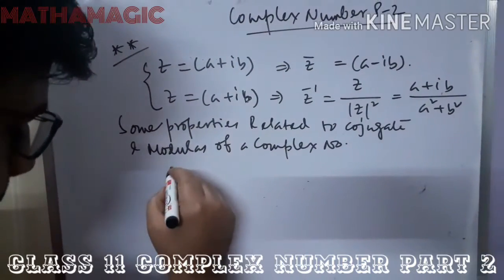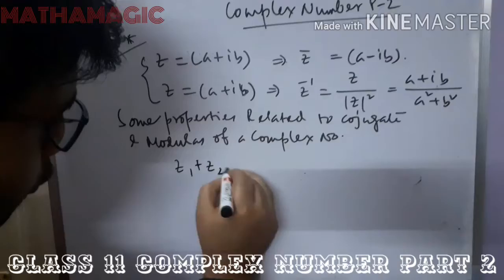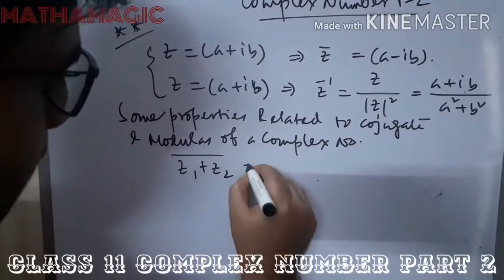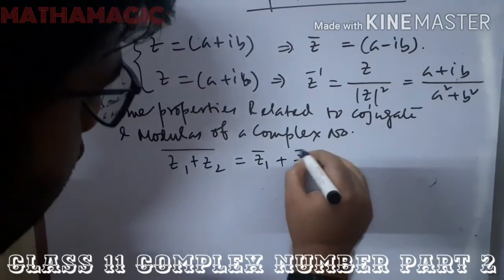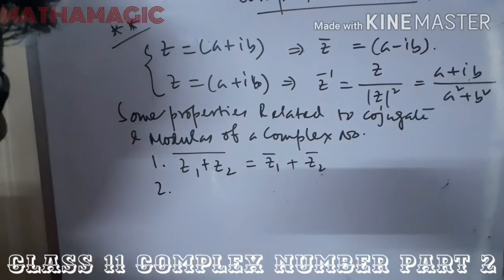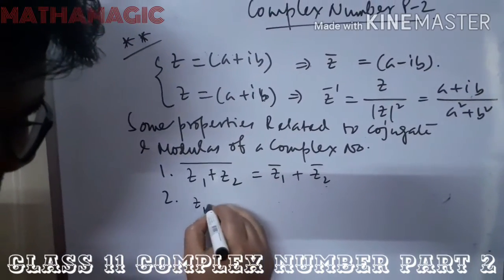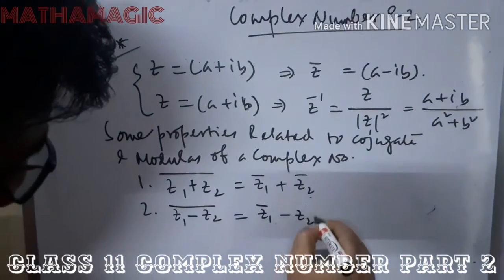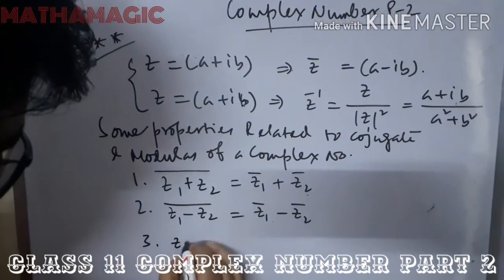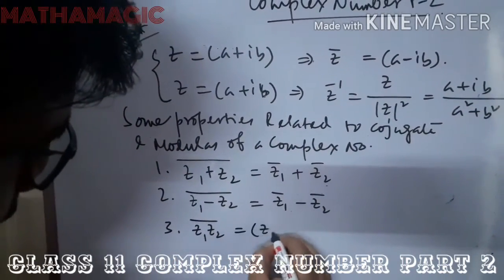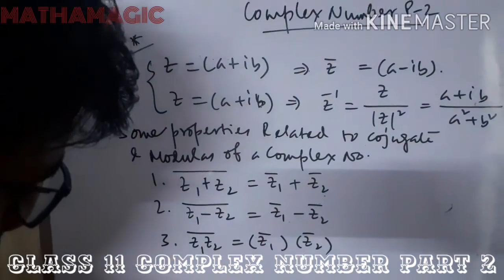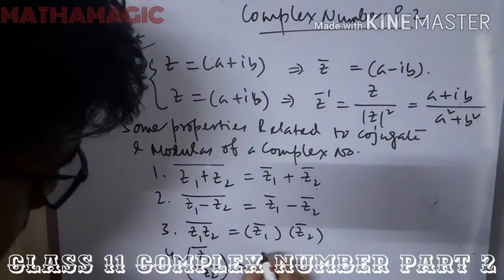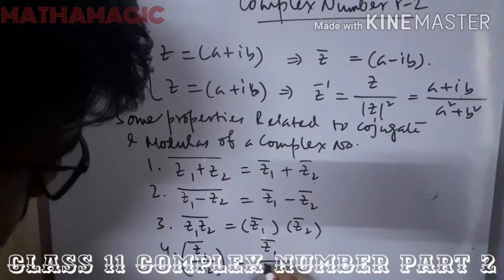First we'll start with the conjugate part. If we have z1 plus z2 whole conjugate, where z1 and z2 both are complex numbers, then we can write it as z1 bar plus z2 bar. These two are equal. Now in the next part, z1 minus z2 whole bar, you can write it like this, z1 bar minus z2 bar. The third part, z1 into z2 multiplication, we can do like this. And in case of division, z1 by z2 whole bar equals z1 bar divided by z2 bar.